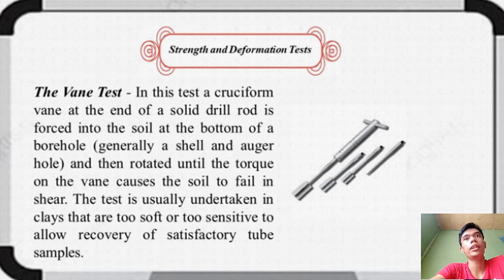So the vane test. In this test, a cruciform vane at the end of the solid drill rod is forced into the soil at the bottom of a borehole, generally a shell and auger hole, and then rotated until the torque on the vane causes the soil to fail in shear. The test is usually undertaken in places that are too soft or too sensitive to allow the recovery of satisfactory tube samples.